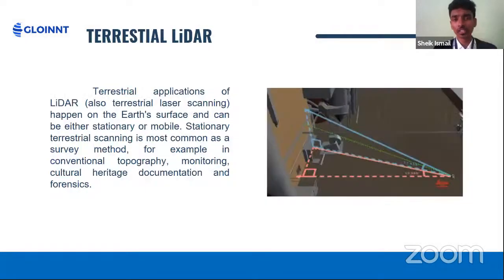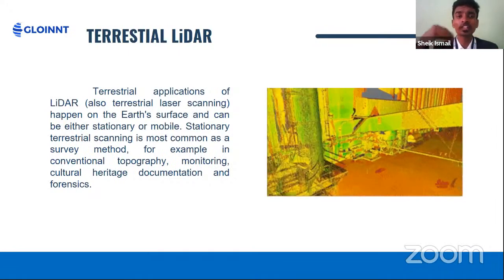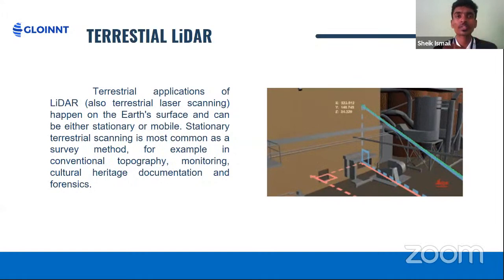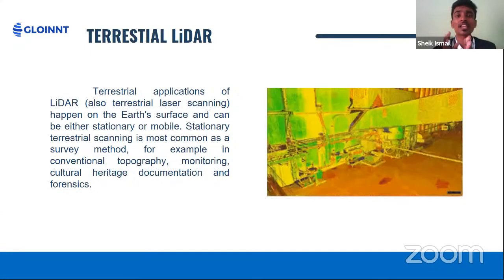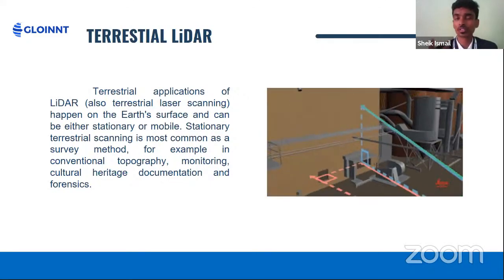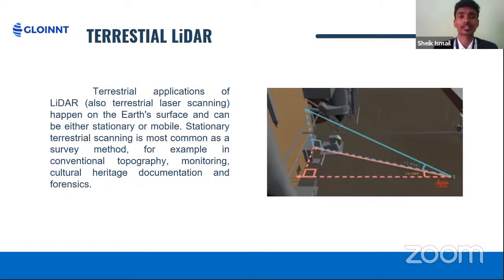When you talk about terrestrial lidar, it is terrestrial laser scanning that happens on the Earth's surface. It can be mounted on a tripod and used for mostly conventional topography. With the help of terrestrial lidar, we can measure X, Y, Z axis for indoor or outdoor surveying. It is mounted only on the tripod and will not move. Same thing, it starts capturing the features in 360.